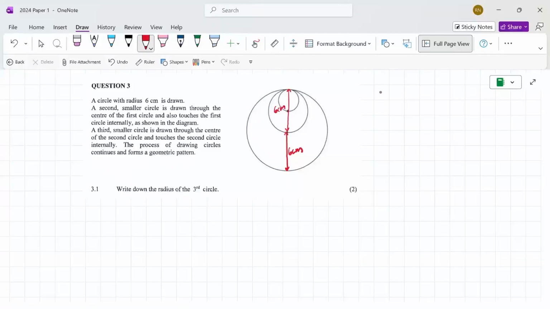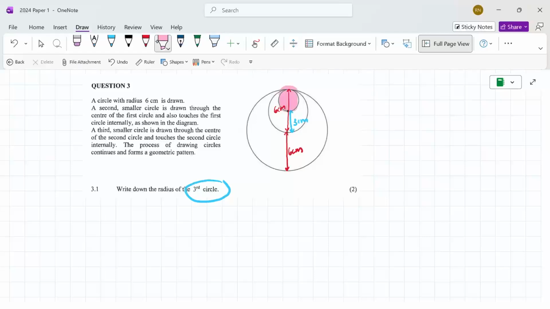Then they said a second smaller circle is drawn through the center of the first circle and touches the first circle internally. The third circle is smaller and is drawn through the center. So if it's drawn through the center, that means it's going to have half the full thing. The diameter is going to be 6 for that second circle, which means that its radius is going to be what? It's going to be 3, right? 3 centimeters. What is the radius of the third circle going to be, of the smaller one? What's the radius of this third circle, of the small one?